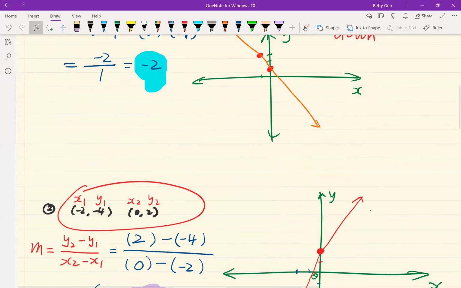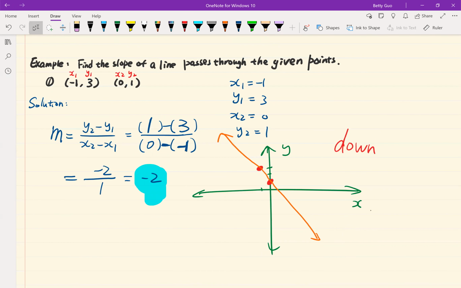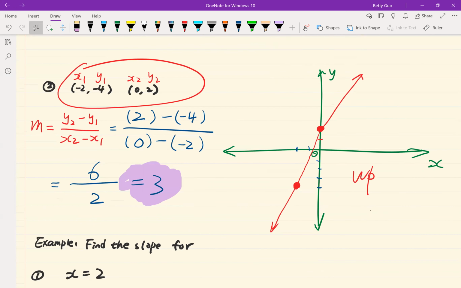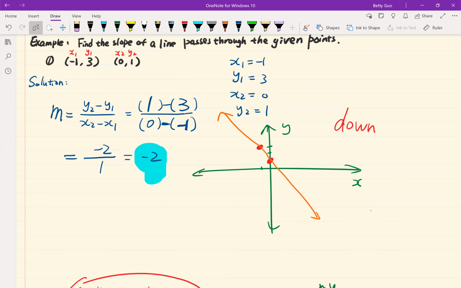I want you to combine those 2 conclusions together. For a straight line in a rectangular coordinate system, if the slope is positive, the line goes up. If the line goes up, the slope is positive. If the slope is negative, then the line goes down. Vice versa, if the line goes down, then slope is negative. We have 4 conclusions in total about the slopes.